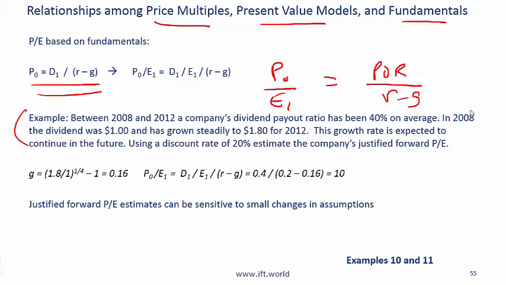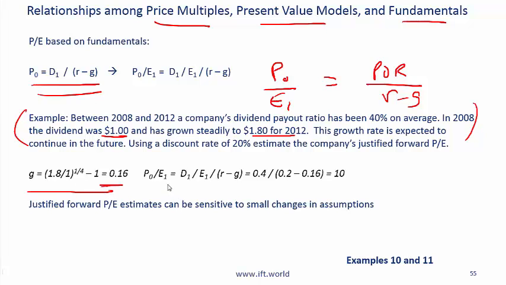So if you look at this question, this is an interesting question where you are given numbers based on which you first need to find the growth rate. So you are told that in 2008 the dividend was 1. Then in 2012 the dividend was 1.8. So in 4 years we went from 1 to 1.8.